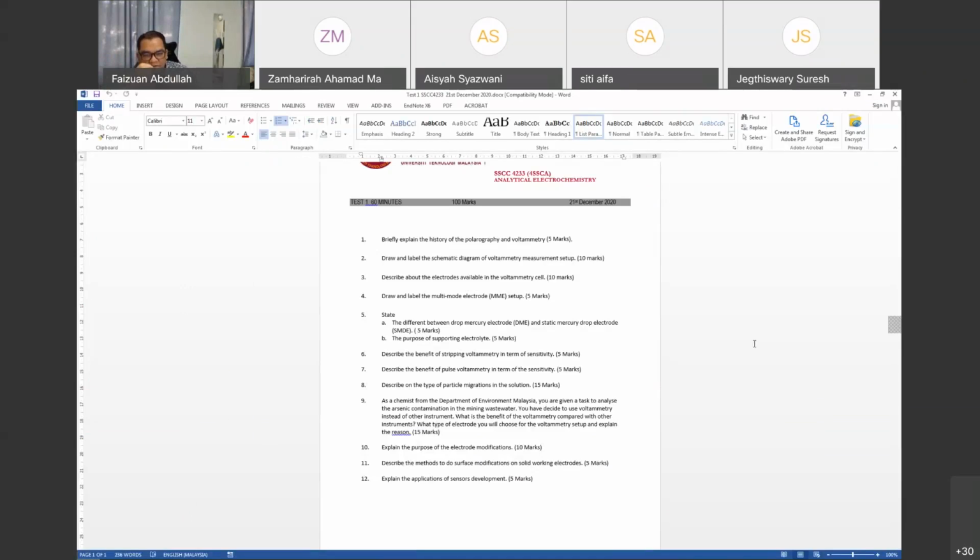Describe the benefit of pulse voltammetry in terms of the sensitivity. Saya nak tanya, lama tak dengar suara Hanis Adibah. Hanis, mana Hanis? Yeah. Okay, nombor 7. Describe the benefit of pulse voltammetry in terms of sensitivity. Sekejap Doktor. Okay.